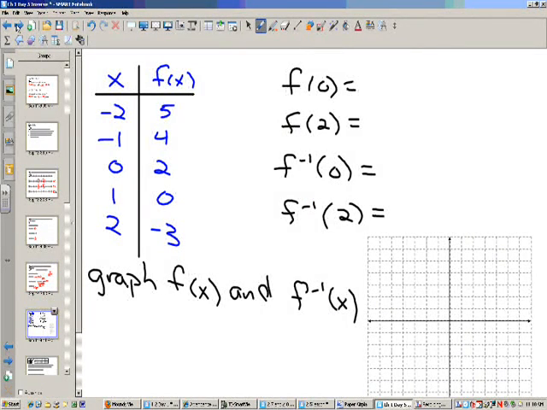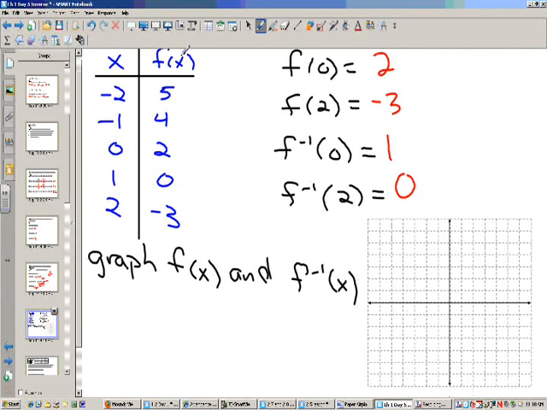All right, so let's look at graphs. F of 0 from this table is going to be 2. F of 2 is going to be negative 3. But now if I want to find f inverse of 0, I'm looking at the y's and I want to find out the x. So f inverse of 0 is 1. F inverse of 2 is 0.